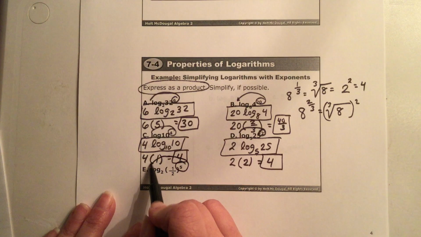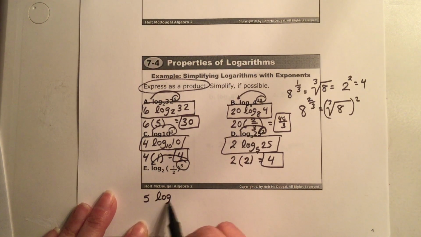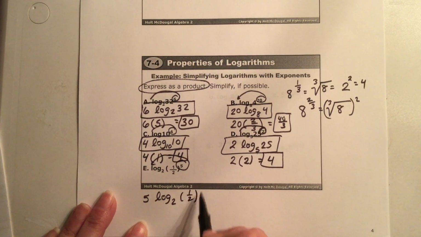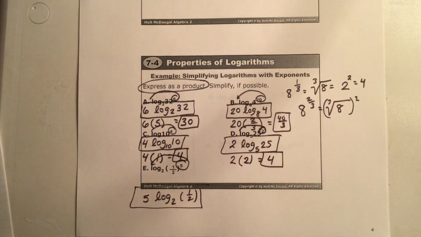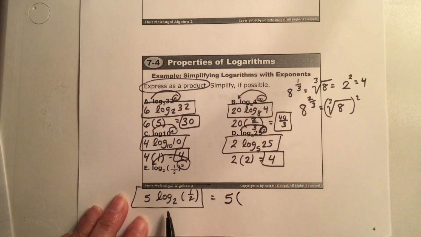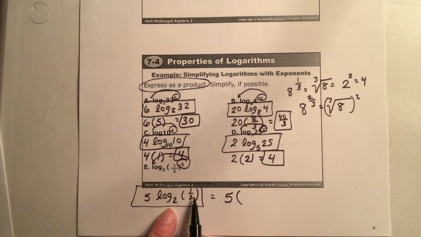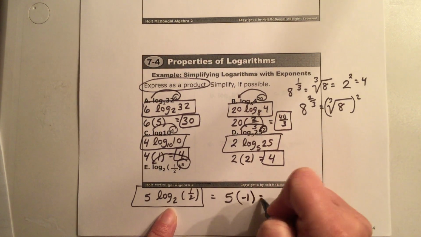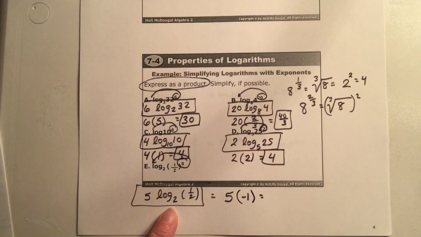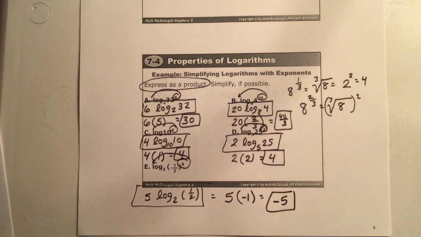Last one, practicing this property. Exponents go out front. So it's 5 times log base 2 of 1/2. There is the first part, expressing it as a product. Now to evaluate it, it's 5 times 2 to the what power gets you to 1 over 2? You want to give 2 an exponent where that 2 gets put on the bottom, so it would be a -1, because negative exponents put the value on the bottom of a fraction. 5 times -1 is -5.